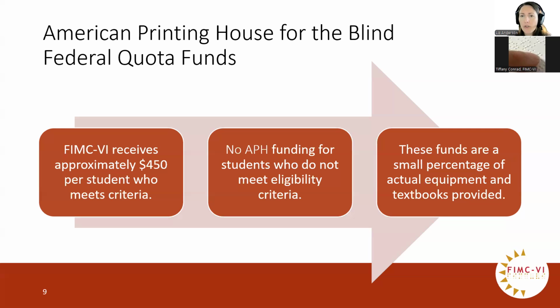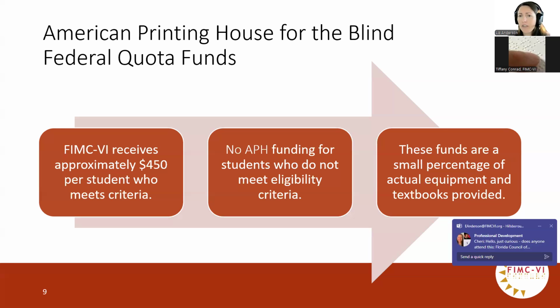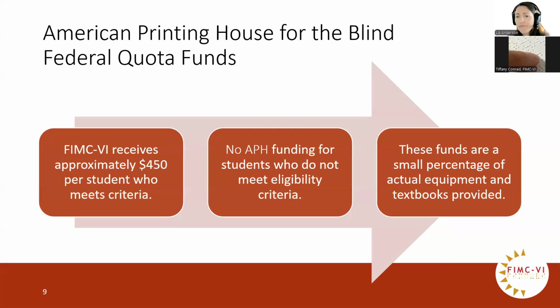And so with all of this, no APH funding is provided for students who do not meet the eligibility criteria, which at this point is really just going to be students if somehow the parent consent form was lost and when you get to annual census, you can't find it, which hopefully that's not happening and you're keeping that in a secure place where it can be passed on from provider to provider, whoever's working with that student, so it's not lost.